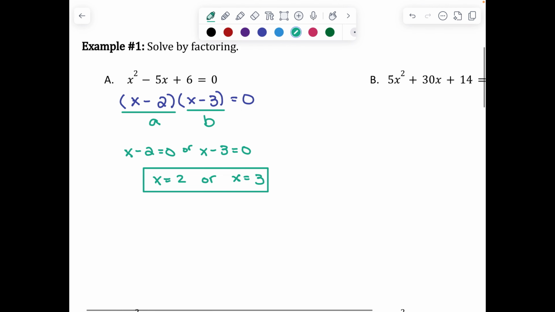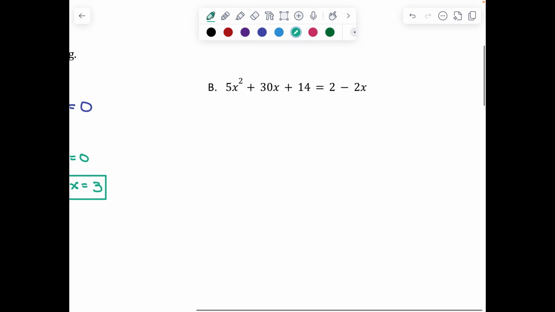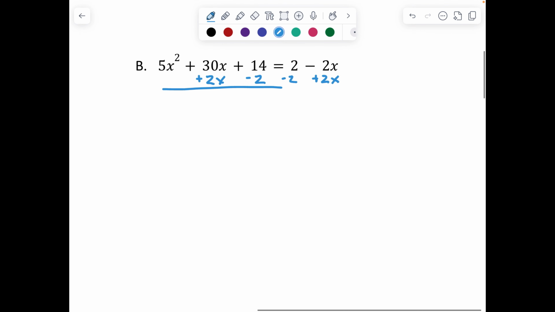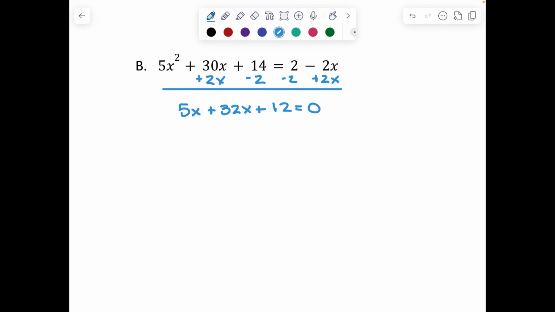So let's go ahead and look at B. We have 5x squared plus 30x plus 14 is equal to 2 minus 2x. Before I can do anything here, I have to get this equal to 0. So I'm going to subtract 2 from both sides and add 2x to both sides. So I have 5x squared plus 32x plus 12 is equal to 0. I don't see any greatest common factor, so that tells me I'm going to need to guess and check.